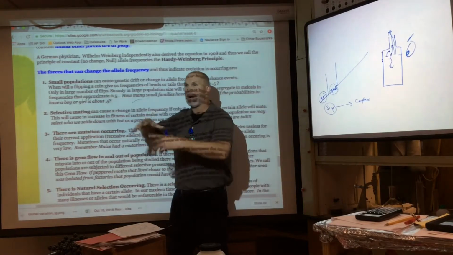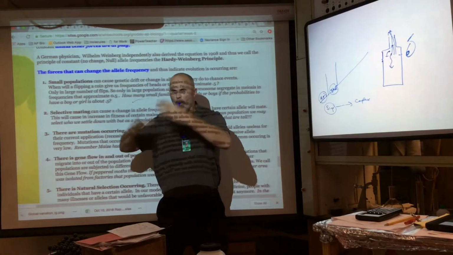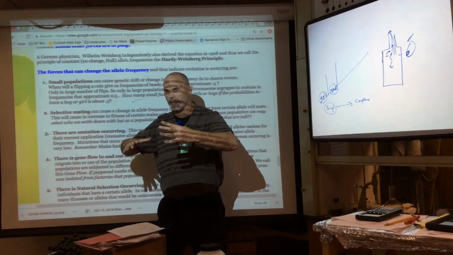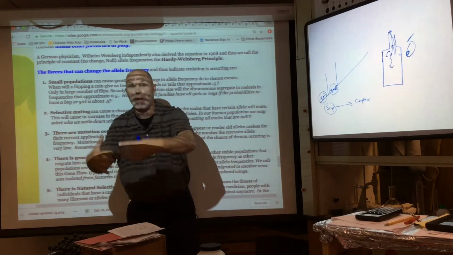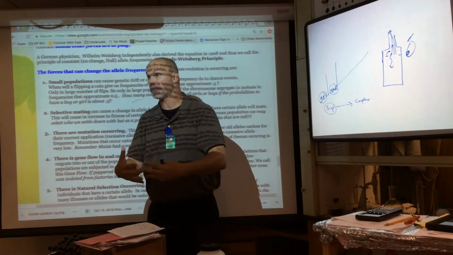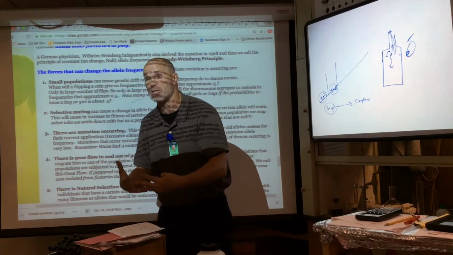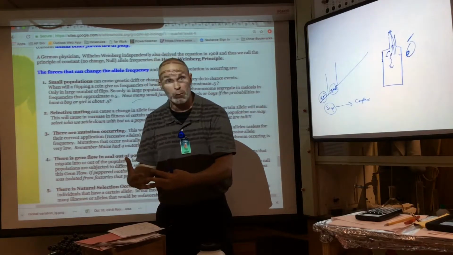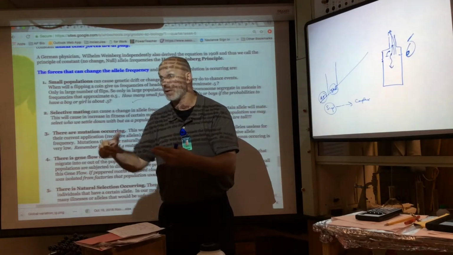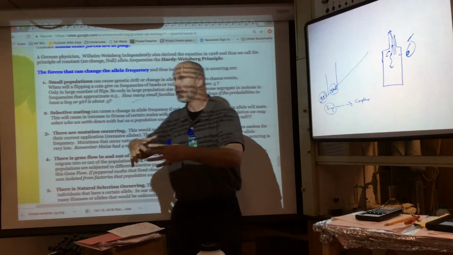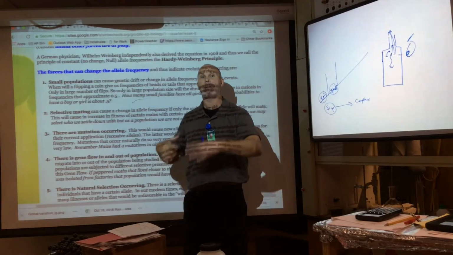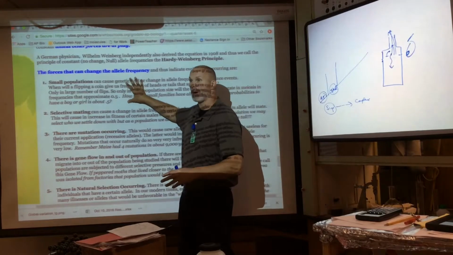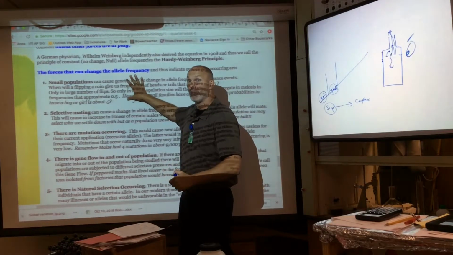So the smaller the population, the more random events can mess with allele frequencies. If you have 10 people in your population, and just by chance everybody who's homozygous recessive died, what's that do to the frequency of the recessive allele? It goes down. If you've got a huge population, that prevents it. Of course, we have a huge population, so small populations will mess this up.